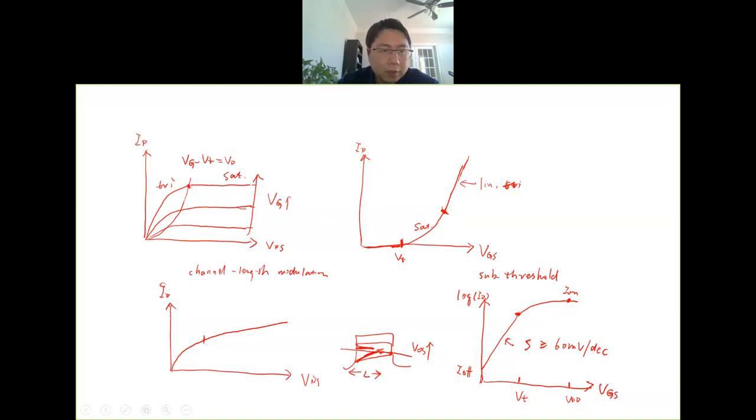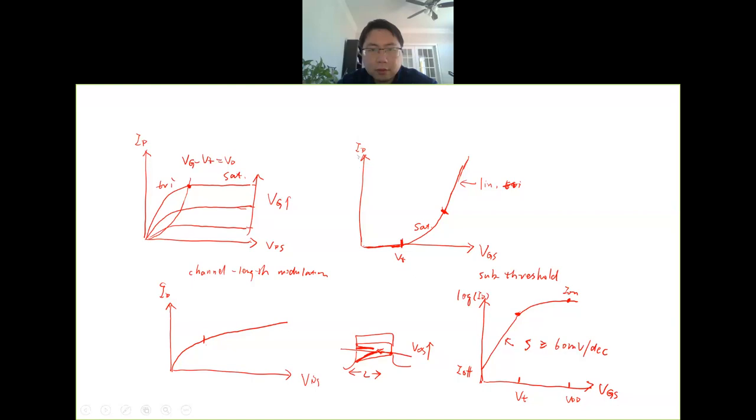And here you have this boundary between the triode and the saturation region. So here you can look at the turning point here where it becomes flat. So this turning point is important because it's a boundary between this triode and saturation, where you can have this condition Vg minus Vt equals to Vd at this turning point.